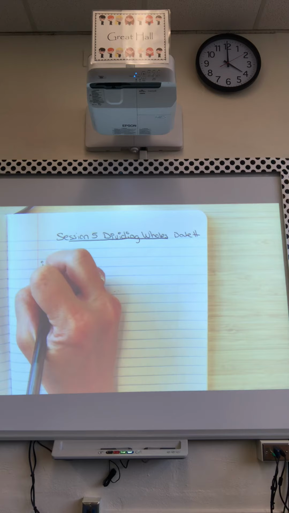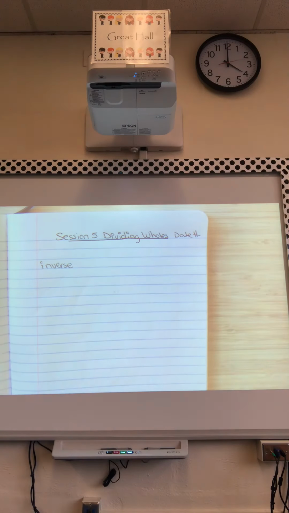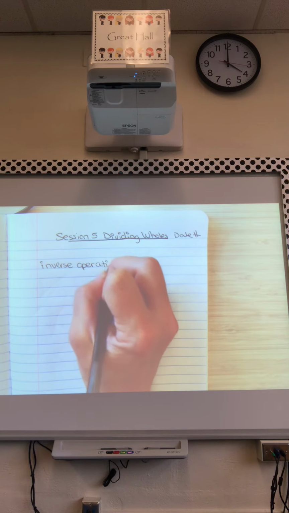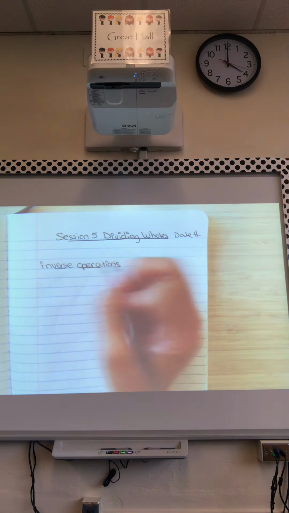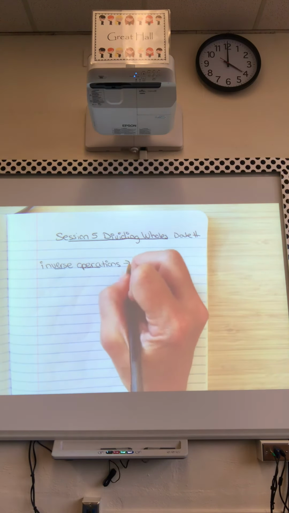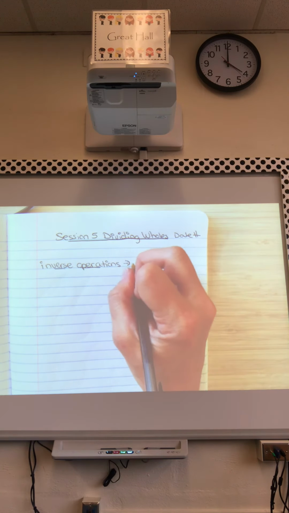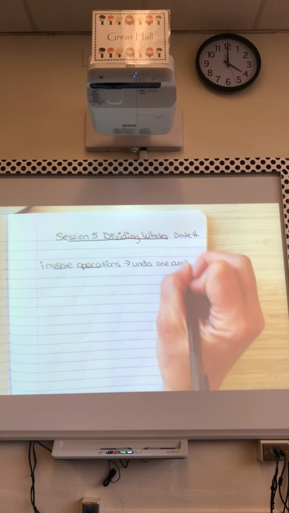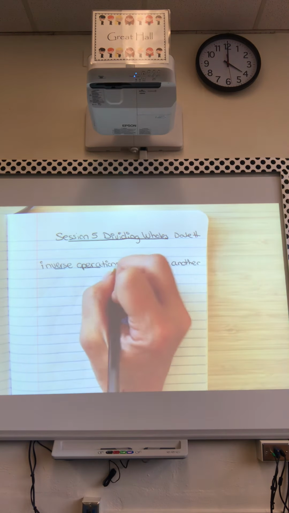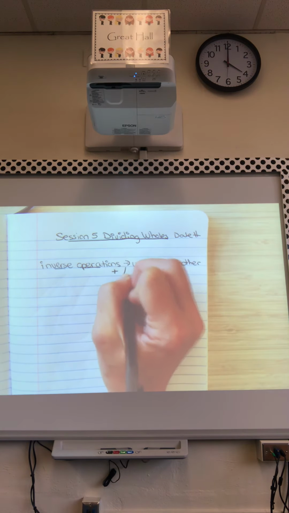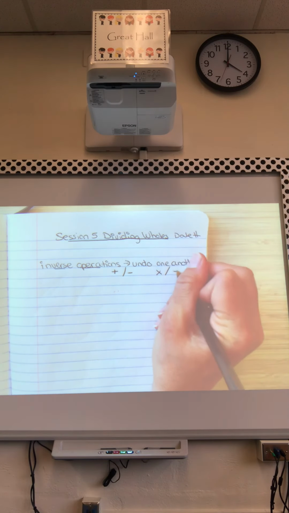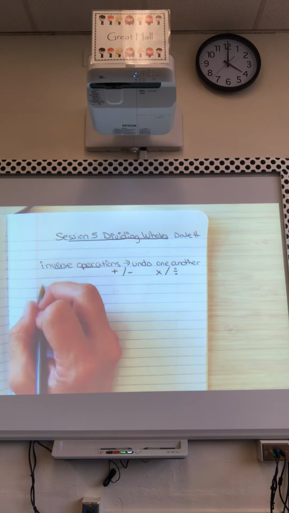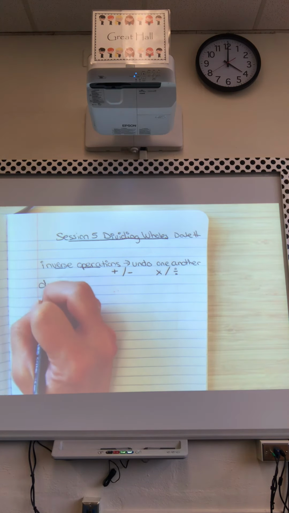Our first vocabulary word is inverse operations. And we've talked about this in class before. However, we're going to just write it down so we have it in our pocket of resources. And it really means to undo one another. It's an operation that undoes the other one. So addition's inverse operation is subtraction. Multiplication's inverse operation is division. They undo one another.